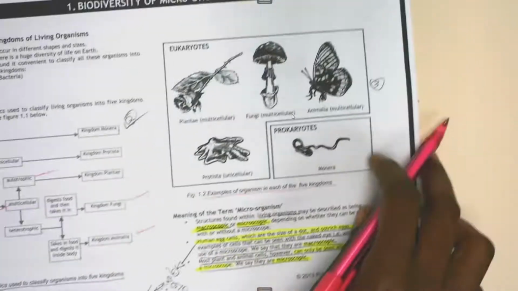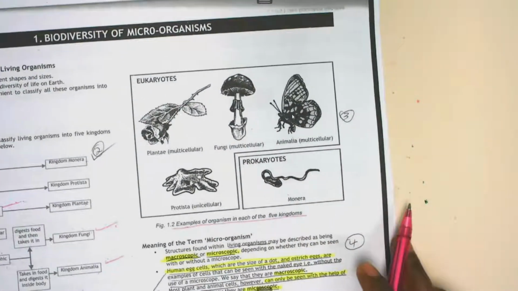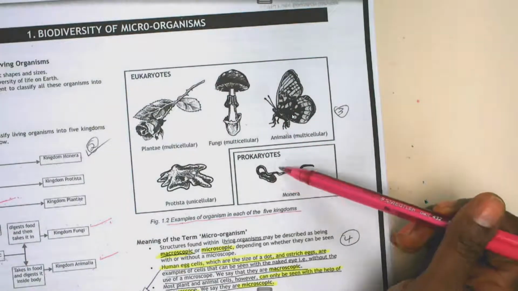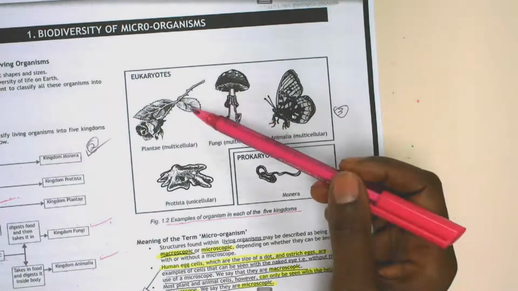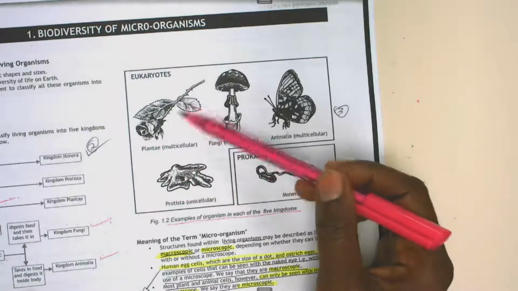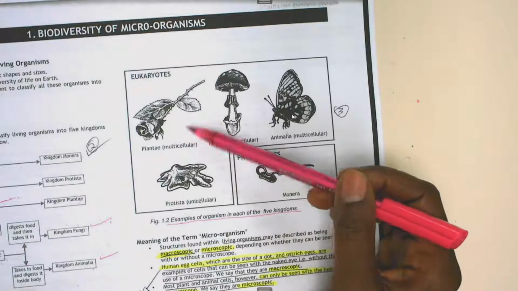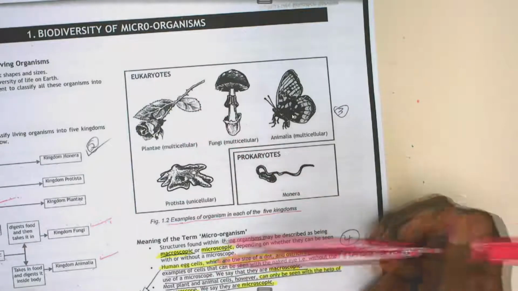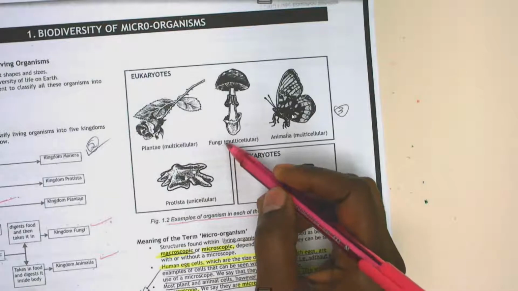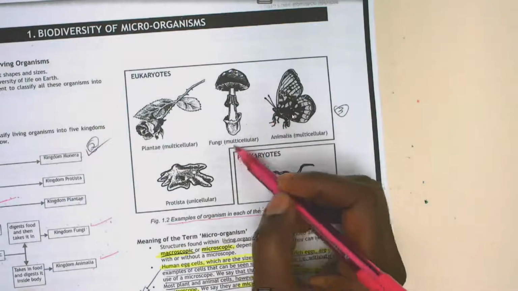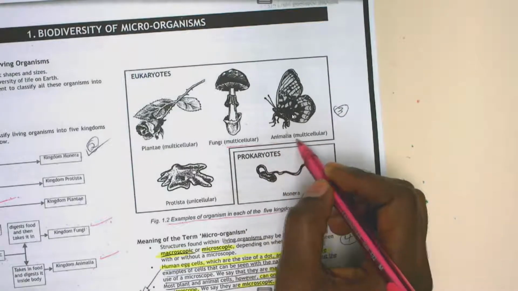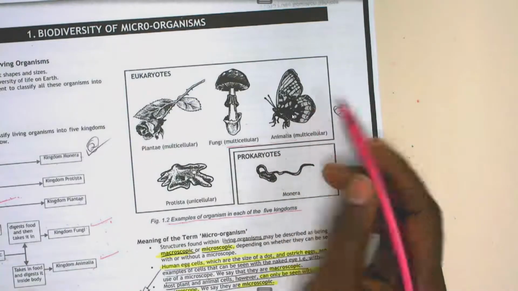And then again here we have a diagram which shows the eukaryotes and prokaryotes. Look at the eukaryotes. We have the Plantae or plants, and here is a diagram, and we also remember that all the plants are multicellular. And then we also have fungi. It also falls under eukaryotes, and is also multicellular. And then we have animals. Here is a butterfly, which is also multicellular.